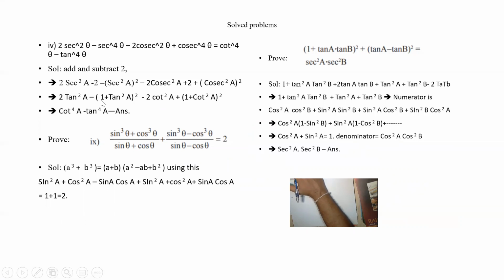So then what I got here? This is 2 tan square plus secant to the power 4 theta, which I am converting into 1 plus tan square whole square, plus cosecant to the power 4 theta, which is 1 plus cot square whole square. So when I simplify it, I am getting cot to the power 4 theta minus tan to the power 4 theta.